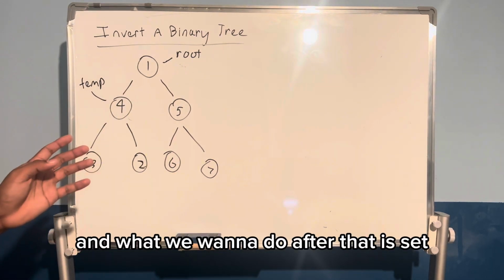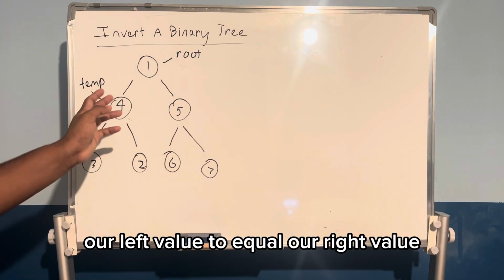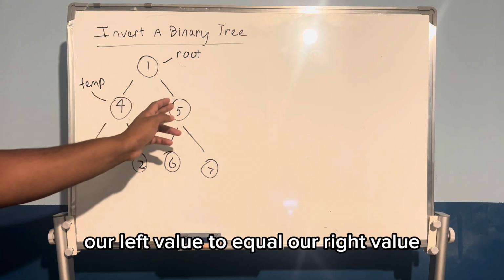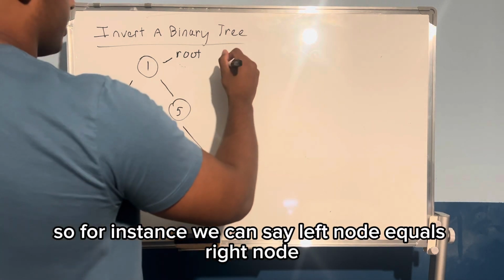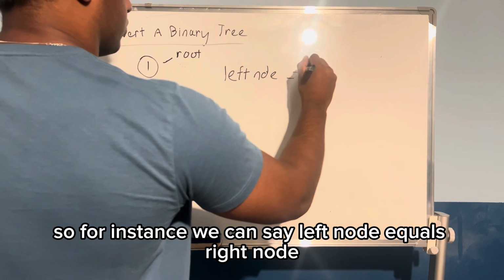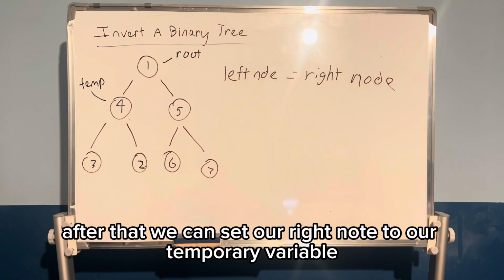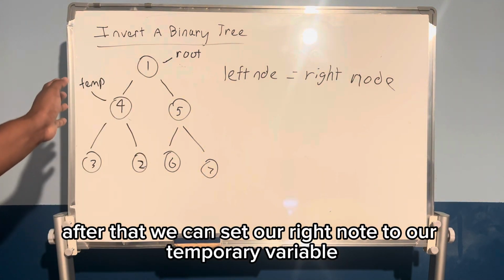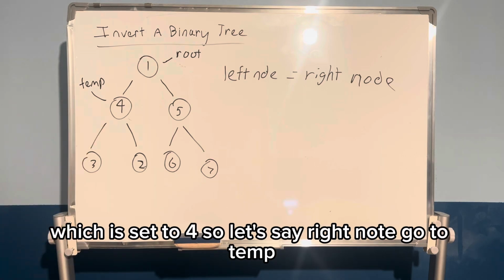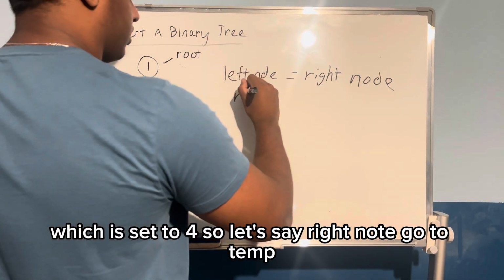And what we want to do after that is set our left value to equal our right value. So for instance, we can say left node equals right node. After that, we can set our right node to our temporary variable, which is set to 4. So let's say right node equals temp.